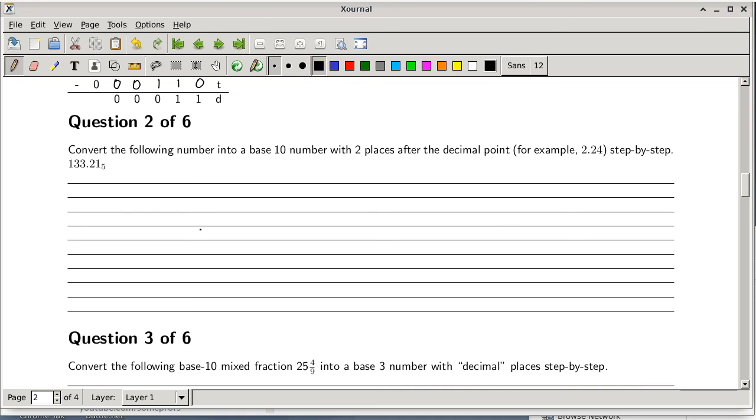Okay, and base 5 is closely related to base 10. So it's actually pretty easy to write numbers in base 5 or convert those into base 10. The number is 133.21 in base 5. What I'm going to do, which is not necessarily what you do, but this is how I would do it: 100 plus 30. No, these are all base 5, so I haven't done any conversion yet.